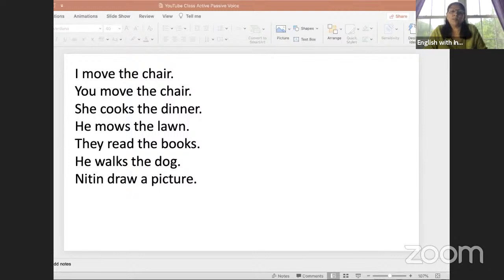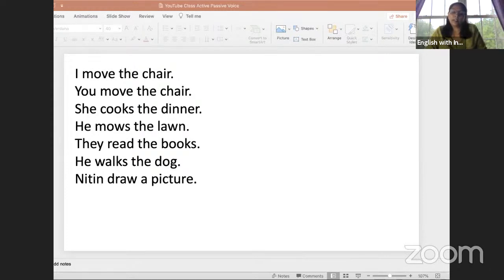The chair is moved by me. Excellent. Yes, I move the chair. The chair is moved by me. Very good, Imran. Yes. So we just actually started this. This is the very simple one, and then gradually we will practice more.